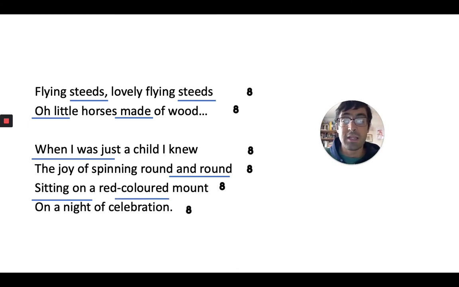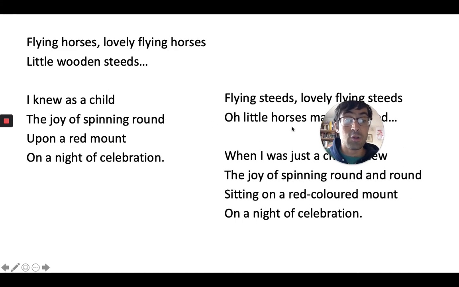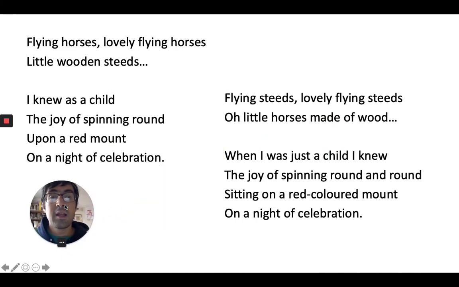So there we go. Now here it is compared to my original rough draft, and see how much better it sounds. Flying steeds, lovely flying steeds, oh little horses made of wood. When I was just a child I knew the joy of spinning round and round, sitting on a red-coloured mount on a night of celebration. Okay, it sounds a lot better, doesn't it? It's much more rhythmical, much more poetic sounding.